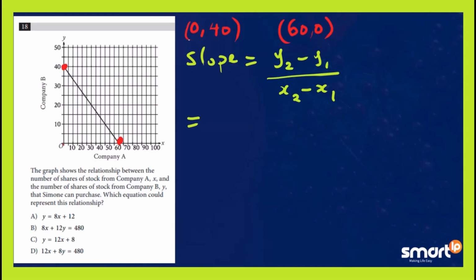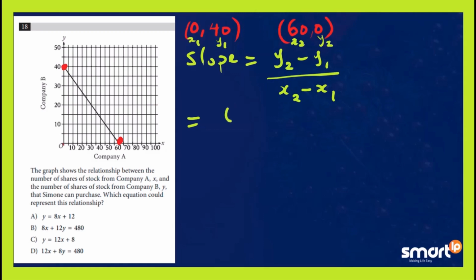Okay, the 0 is x1, while the 40 is y1. The 60 is x2, while the 0 is y2. Okay, good job. So let's start inserting all these values into the slope formula.